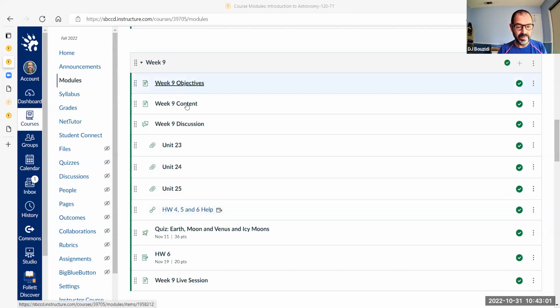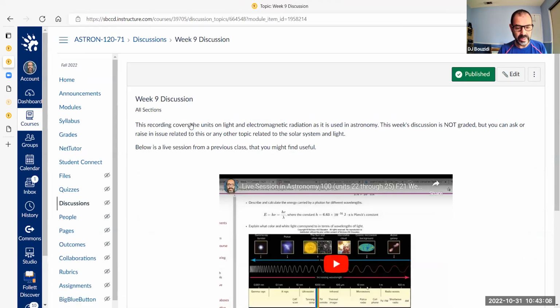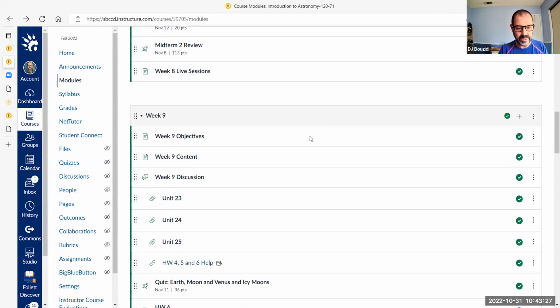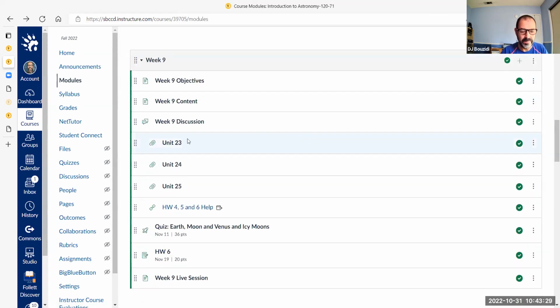Again, these are the objectives, the content, and the discussion unit in here. If I click on it, it's not required in a sense. You're not going to be graded for it, but it's a good idea to interject. Again, it's part of the plan, since you have an exam coming down the road. So I want to focus on the exam. This is not a graded assignment. You see it in the objectives. It's not one of them actually.